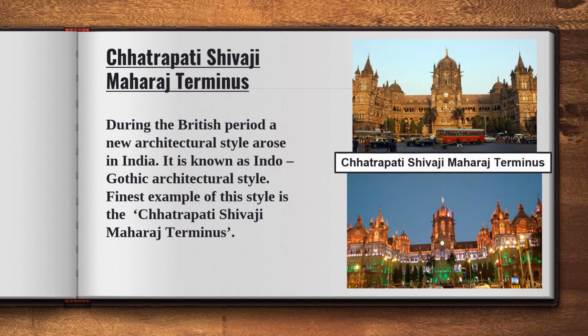Some more examples of the Indo-Gothic style of architecture in Mumbai are the Municipal Corporation of Greater Mumbai, Gateway of India, etc. And in India, the Mysore Palace in Karnataka, Rambagh Palace in Jaipur, and Khalsa College in Amritsar are some examples of the Indo-Gothic style of architecture.